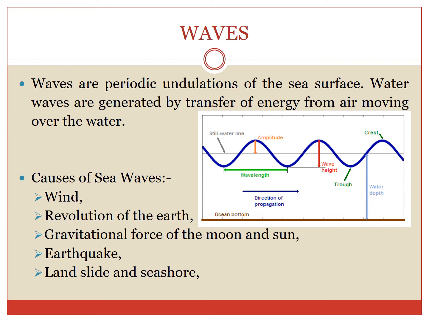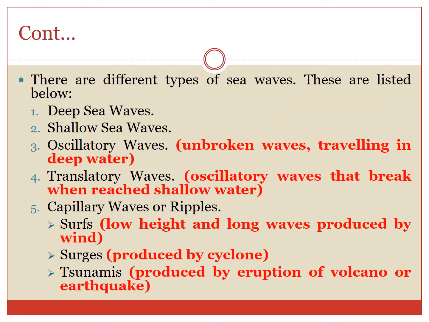There are many causes of sea waves. Some of them are listed, such as wind, the revolution of the earth, gravitational forces of the moon and the sun, earthquakes in the water surface, and landslides on the seashore. These are some of the causes of the sea waves.